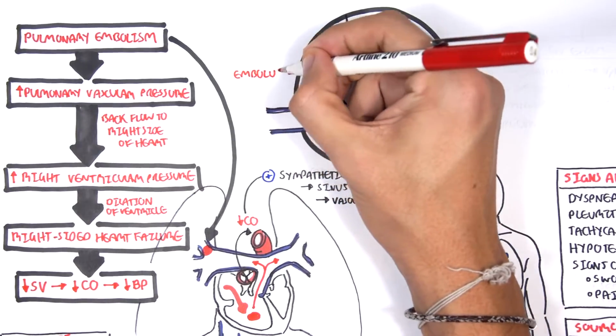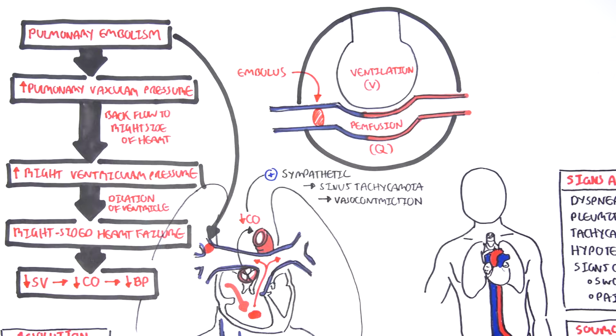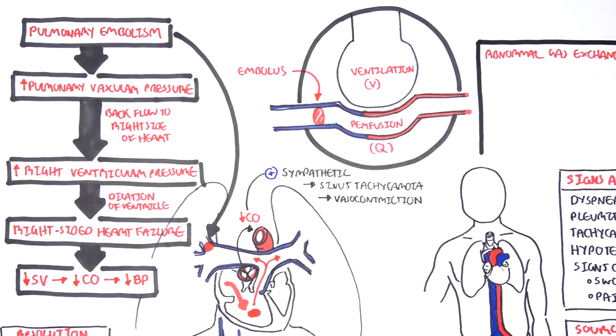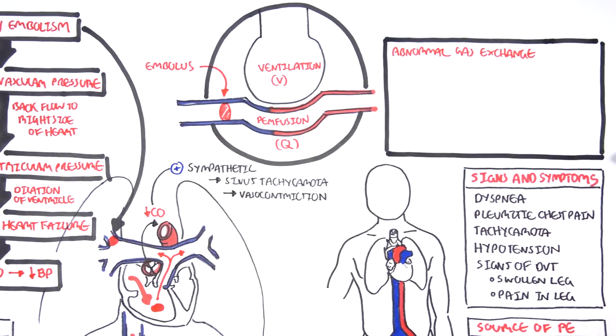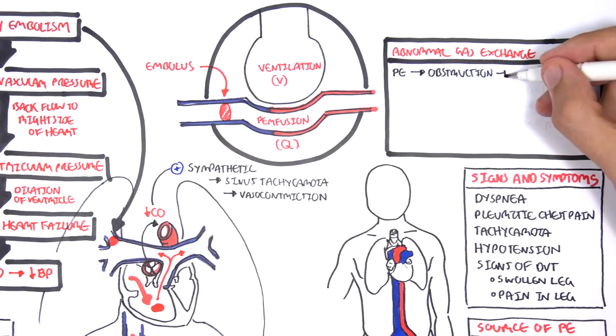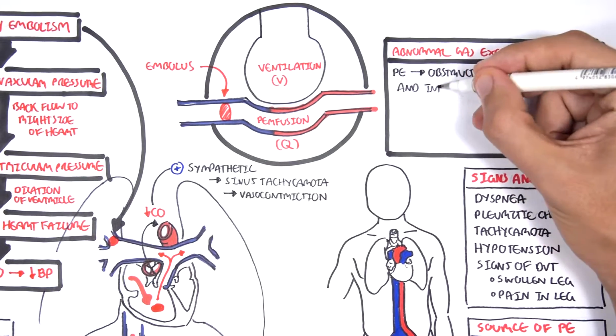Now because the emboli lodges here, it causes two main things. Firstly, it causes inflammation. Second, it causes VQ mismatch, so ventilation perfusion mismatch. So a pulmonary emboli causes abnormal gas exchange. So pulmonary embolism leads to an obstruction, which leads to VQ mismatch and inflammation.